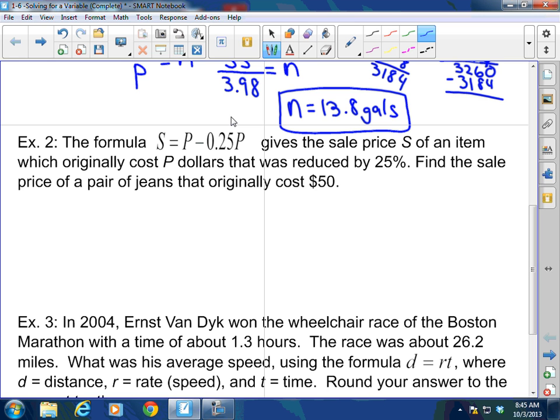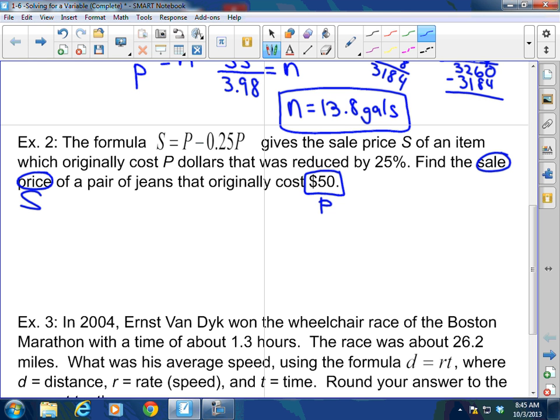So what do they give us? Find the sale price. So we're looking for S, right? That's the sale price is my S. We're looking for that. And the pair of jeans originally cost $50. So what does my 50 represent here? The P, the original price. Does everyone see that, gentlemen?